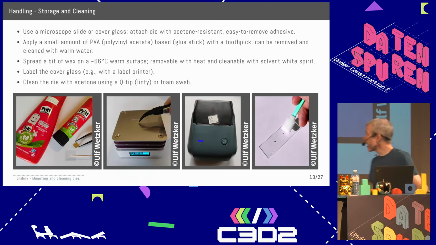What I started to do is I use this small label printer. I make a photo of the chip and directly print out the image of the markings on the chip, and I glue it on the back of the cover glass.